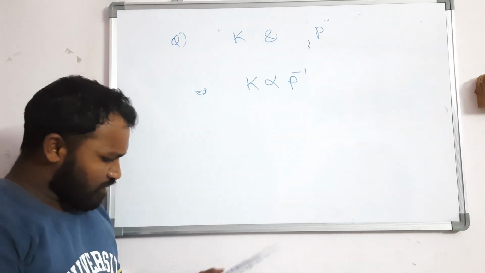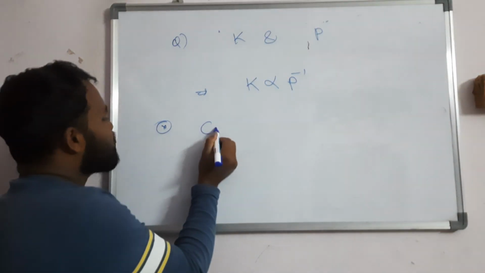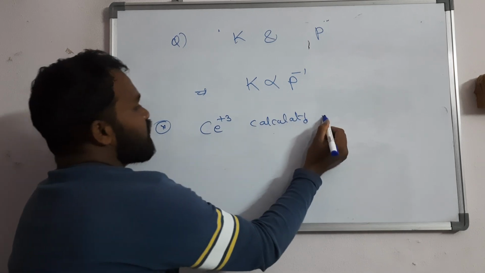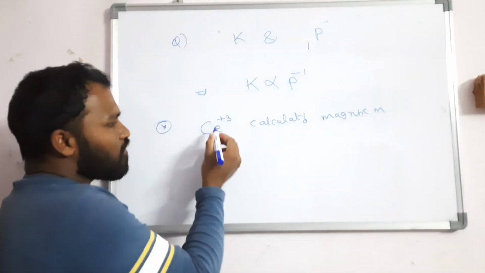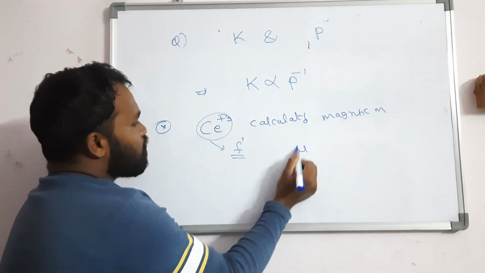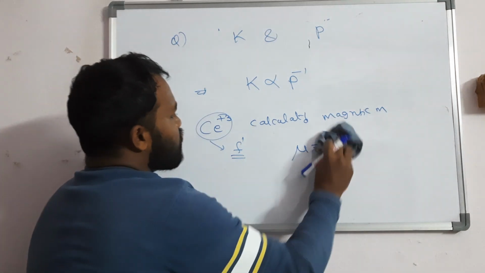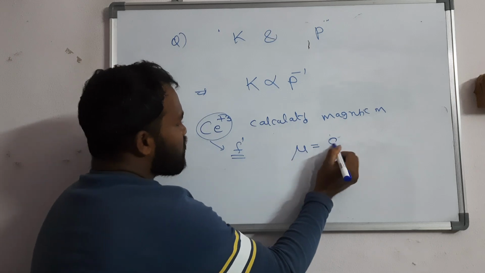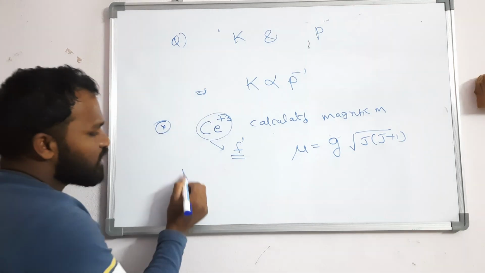Here only I am discussing. And one more question from F block elements, that is cerium plus 3 calculated magnetic moment. What is the answer? Simple. How will you do this? Cerium plus 3 is f1. So we know the formula: mu is equal to g into under root J into J plus 1. So how will you calculate this?